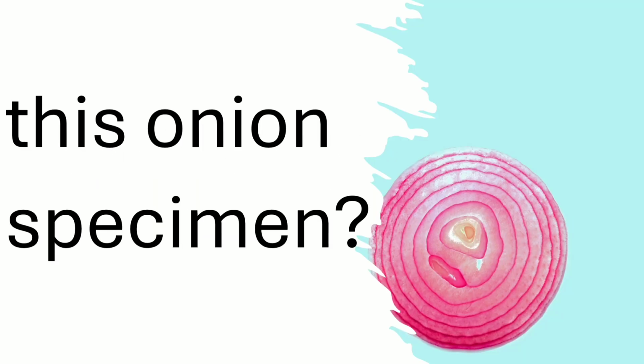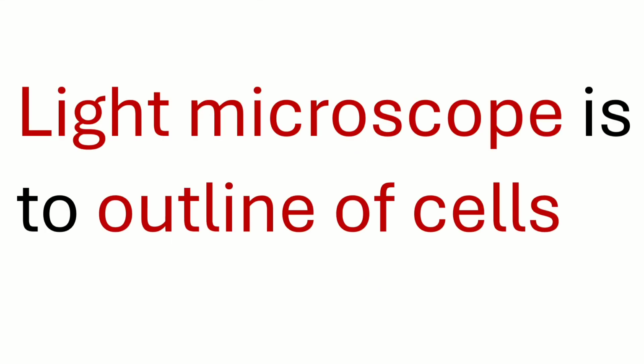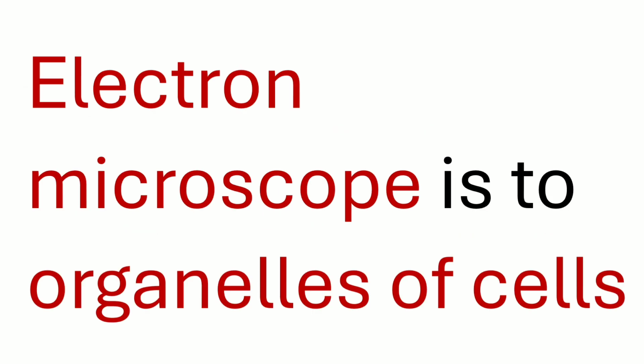Now, how do you see this onion specimen? Remember, the light microscope shows the outline of cells, while the electron microscope shows the organelles of cells.